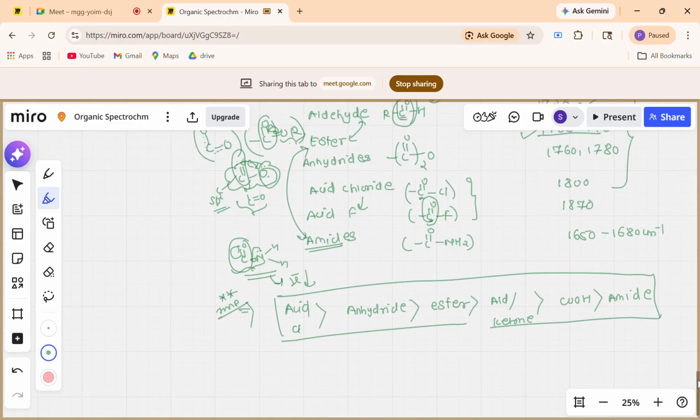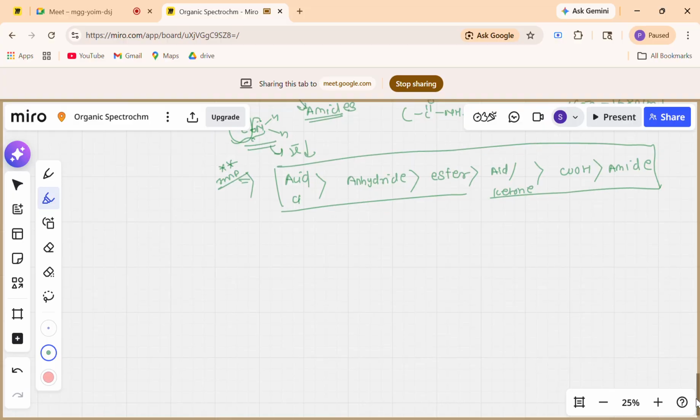Okay, so yeah, just mark it important. And whenever you revise the chapter, just go through this chart once. Okay, then after you see it 2-3 times, mostly you will be able to memorize in what range the compound stretching frequency is coming.